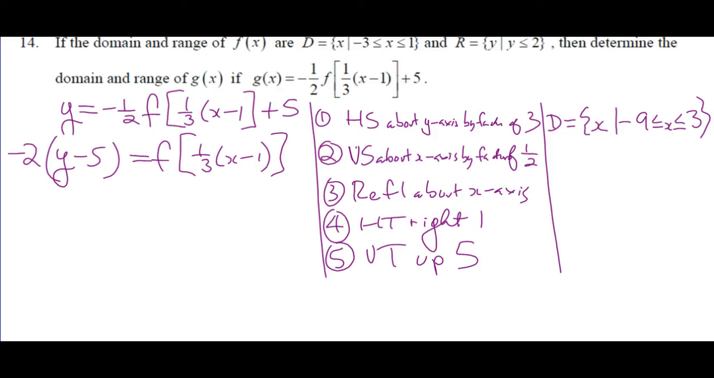Vertical stretch. Does that affect domain or range or both or neither? Range. Okay, y such that y, what about y now? Less than or equal to 1. Reflection about the x-axis. Does that affect domain or range? Range. What's the new range? There's negative 1, but there's a sign in between the y and the negative 1.